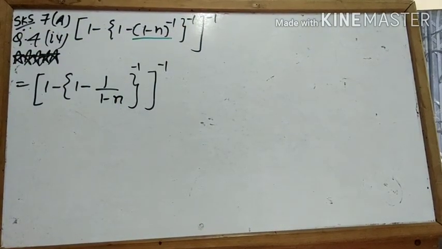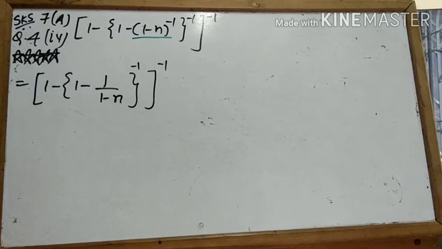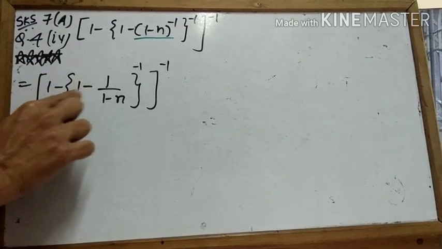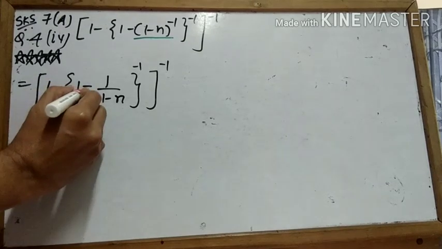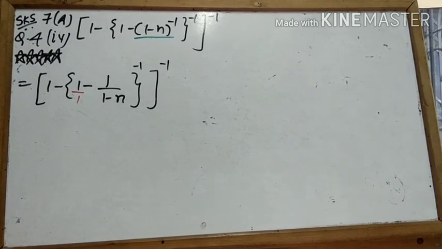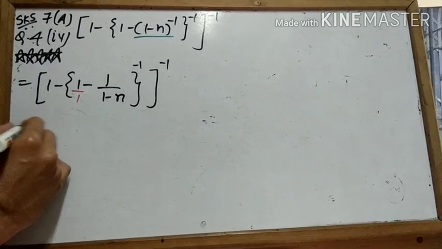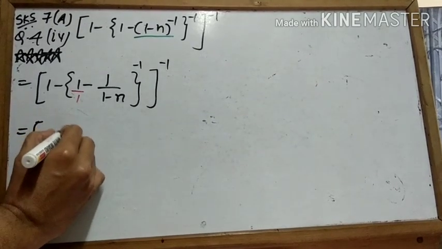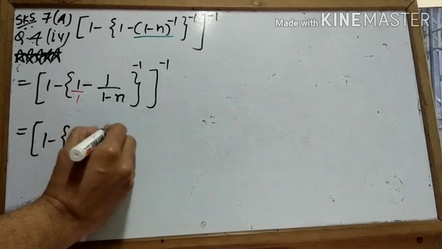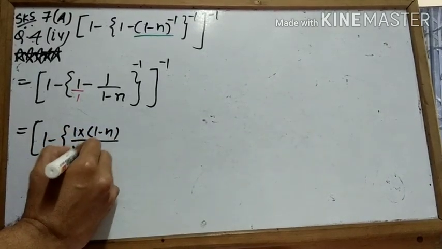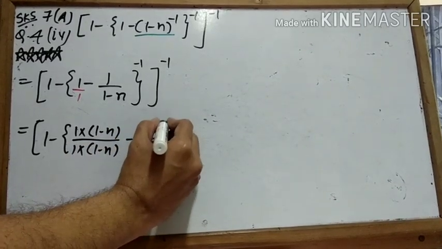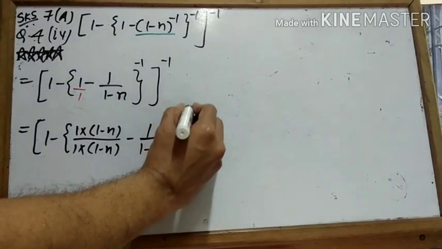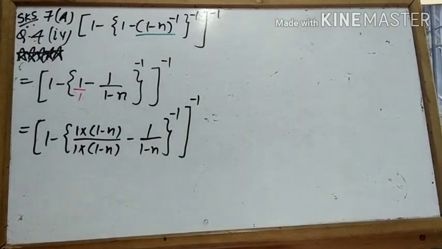Now coming to the second part, as I told you, you need to make the denominators equal. Here it is 1 over 1 minus n. So here nothing is there. Nothing means 1 is there. So I have to equalize the denominator. So what will happen over here is square bracket open, 1 minus 1 into 1 minus n, whole divided by 1 into 1 minus n, minus 1 over 1 minus n, curl bracket over raised to negative 1, square bracket over raised to negative 1.